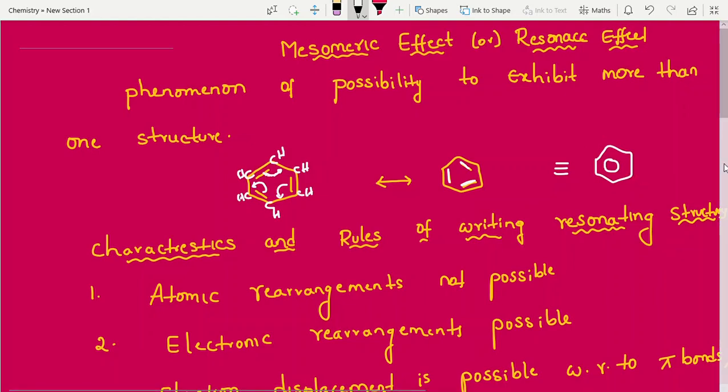See, first point students, I have written some rules here. The characteristics and rules of writing resonating structures. First one, atomic rearrangements are not possible. See students, here we have 6 carbons. I am not disturbing the atoms. Where the carbon is, it stays in the same place. I am not disturbing the carbons or the atoms. Only pi electron shifting, only electronic rearrangement is possible. Now the next point.